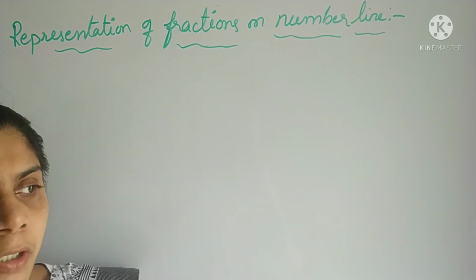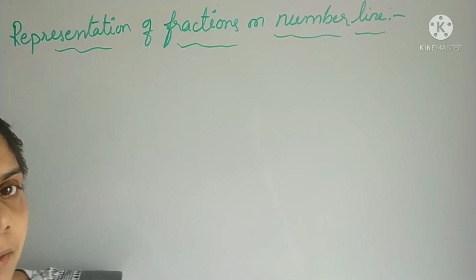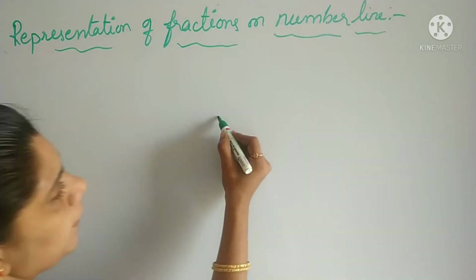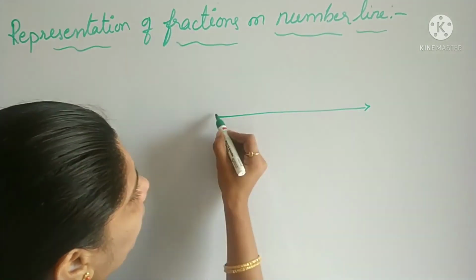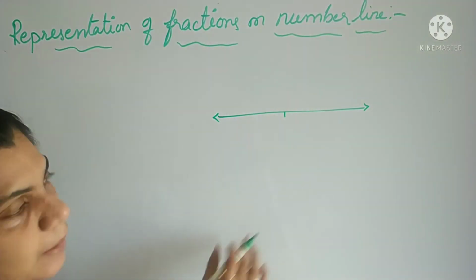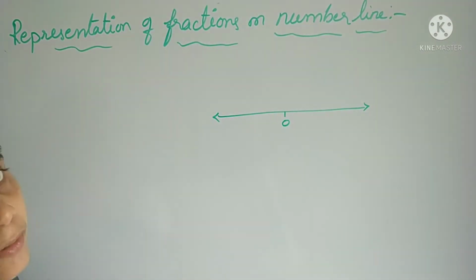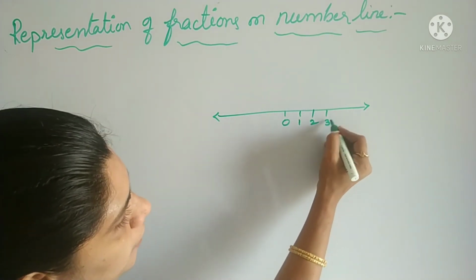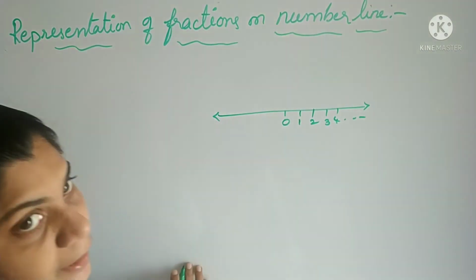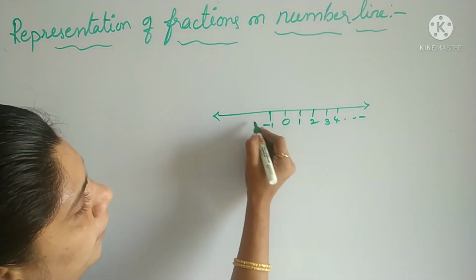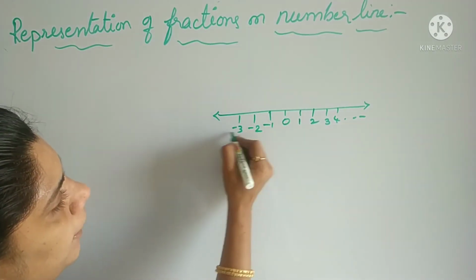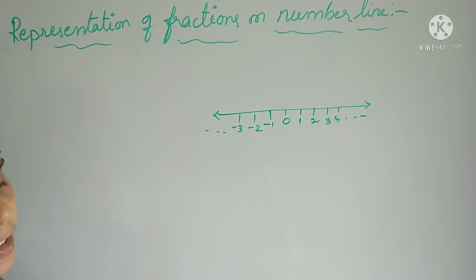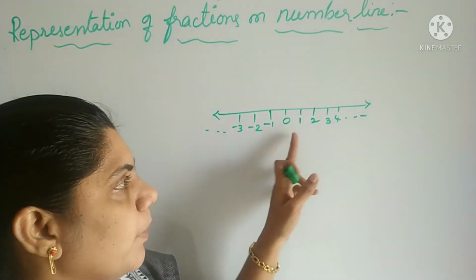Okay, already we know how to represent numbers on a number line. If it is a number line, then we will represent numbers. In the middle, we will represent 0, and after that, on the side, 1, 2, 3 positive numbers are there, and so on. On the left hand side, you will have negative numbers, and so on. This is the representation of integers on the number line.